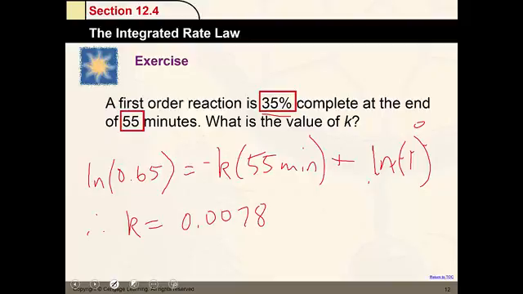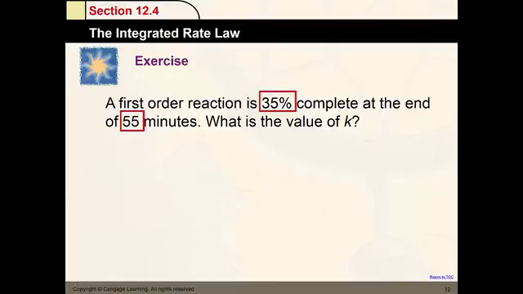0.0078, and keep in mind the natural log of 0.65 is negative, dividing by negative 55. This rate constant will always be positive. And now the units here are inverse minutes. Okay, so that's using the integrated rate law for first order reactions.